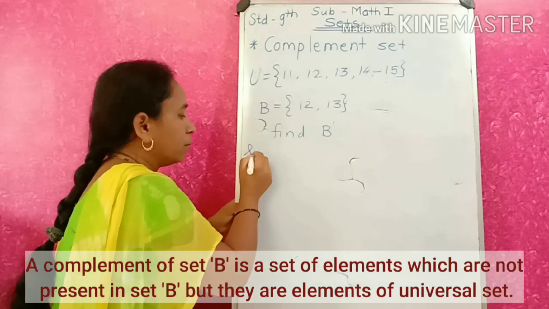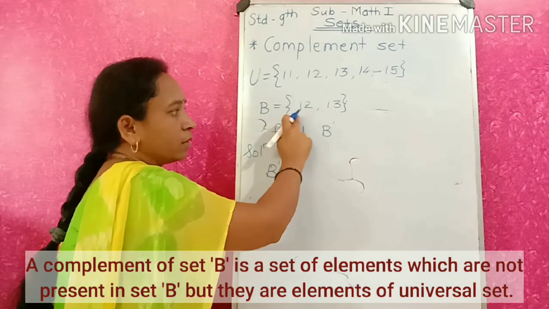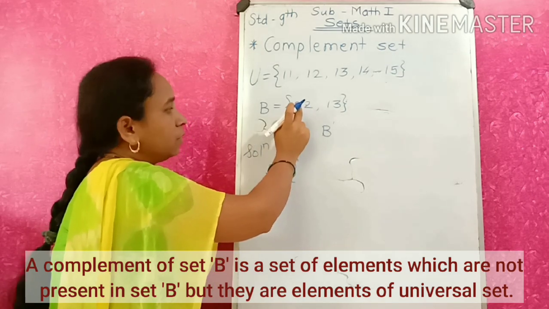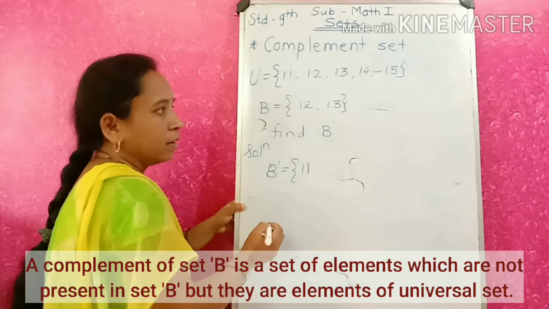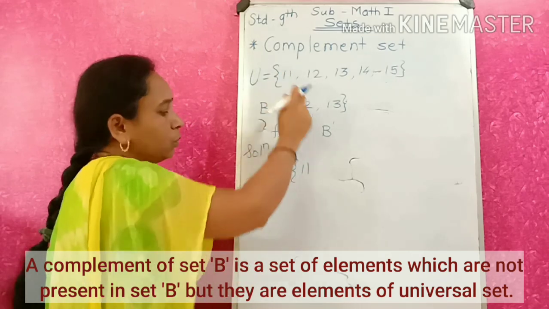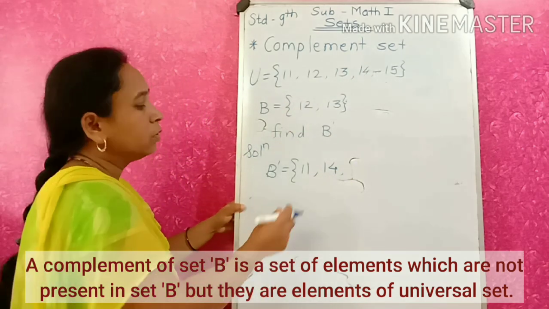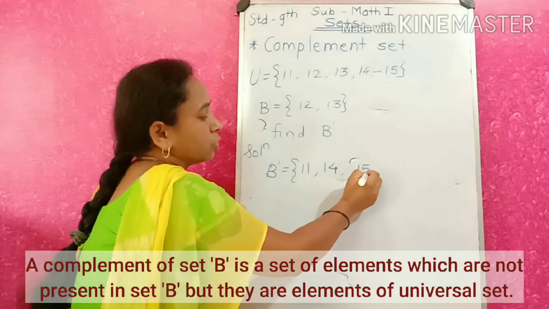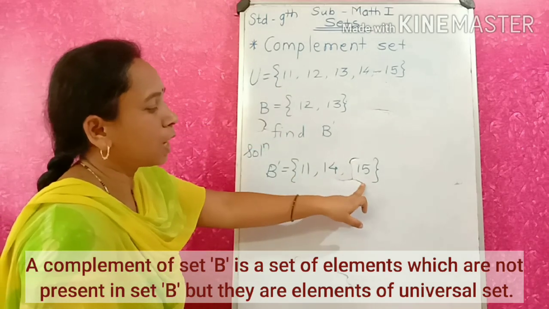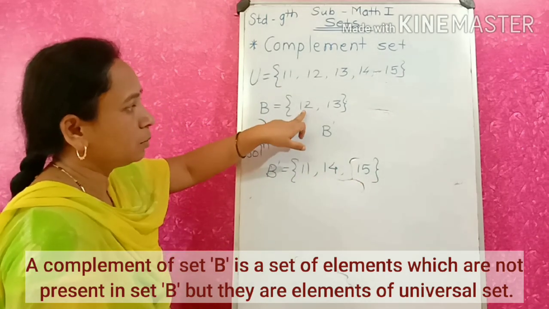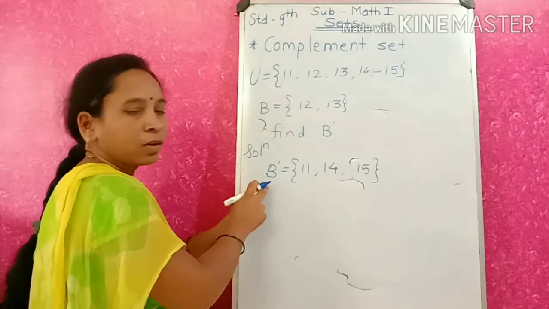So if I want to write B complement, I have to write the elements which are not present in B. Which elements are not present in B? Here I can find 11 is not in B but it is in U. In the same way 14 is not in B but in U. Here 15 is also not in set B but it is present in set U. So all these are not present in B but they are from the universal set U. So it is called B complement.